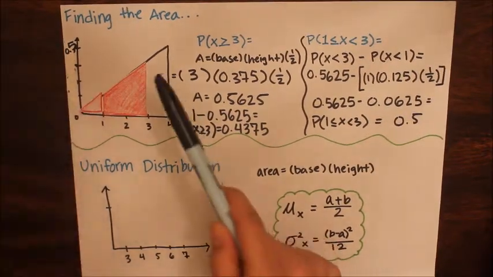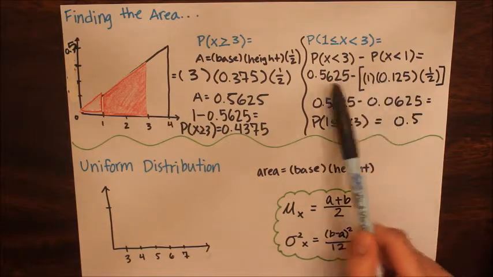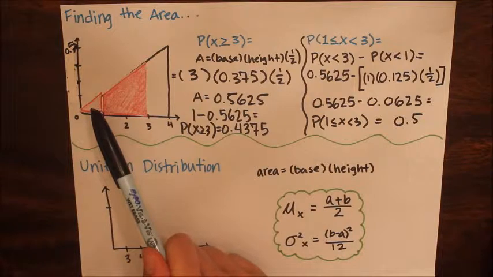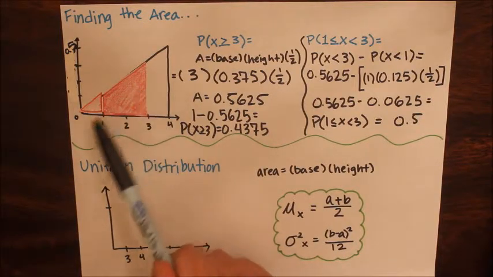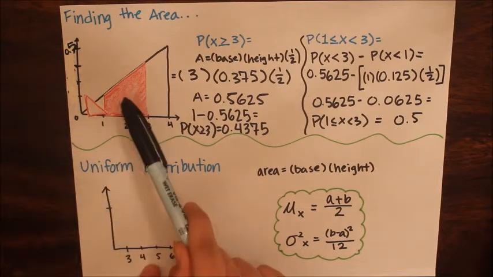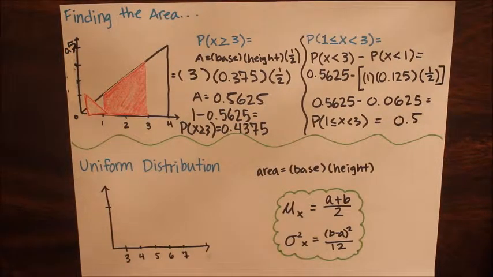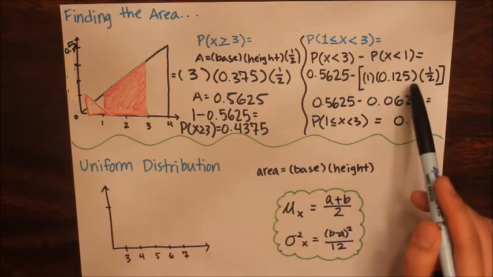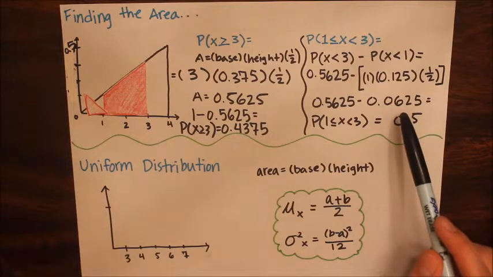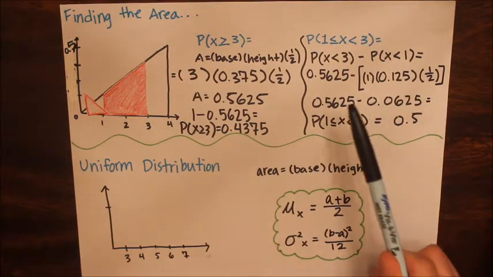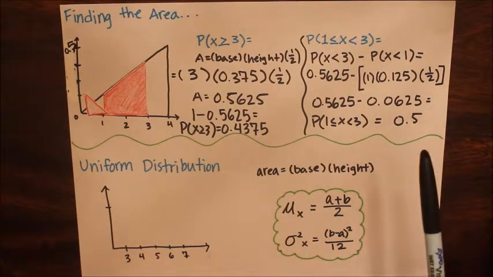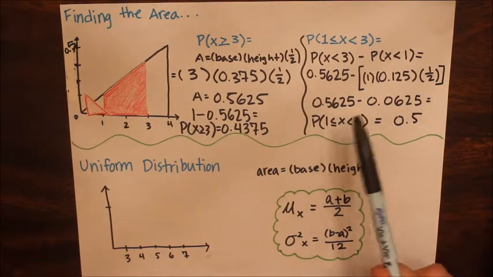Since we already know the area of this triangle right here, 0.5625, we only need to find that little piece right there. And if we subtract that from this big triangle, then we'll be able to calculate this area right here. So we do 1 times 0.25 times a half, and we get 0.0625. So 0.5625 minus 0.0625 will give you 0.5, and that's the area right here.